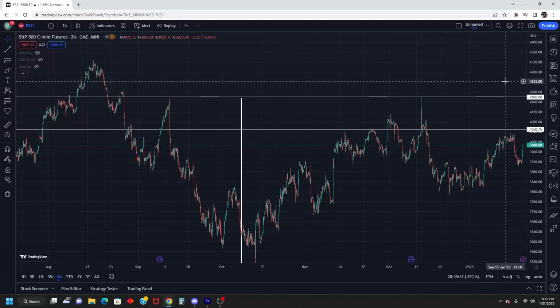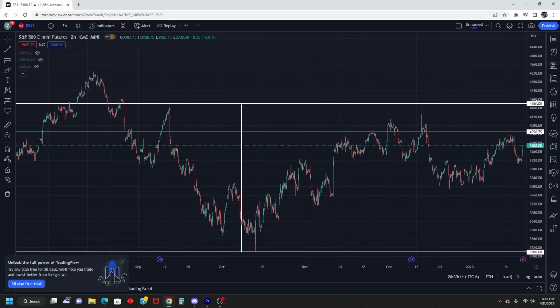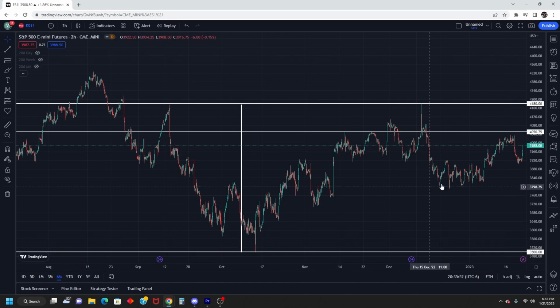We're going to be observing the S&P 500 E-mini futures chart starting at this 180-day level. Looks like we got a huge uptrend from this 3,500 area to a top of that 4,180.